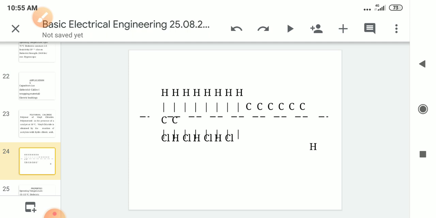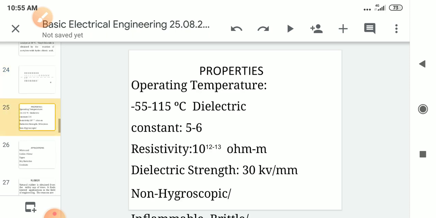This is the chemical composition. Let's see what the properties for this are. The operating temperature is from 55 to 115 degrees centigrade. Dielectric constant is 5 to 6 and resistivity is 10 to the power of 12 to 13 ohm meter. And its dielectric strength is 30 kV per mm.